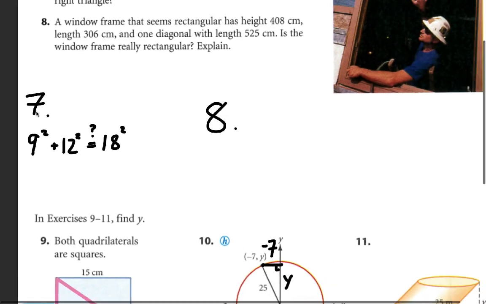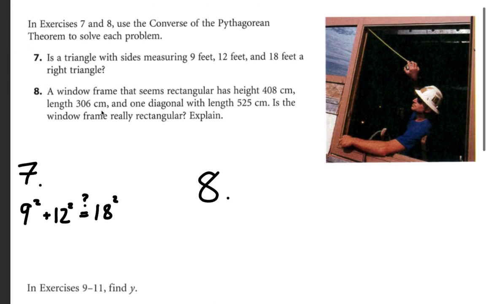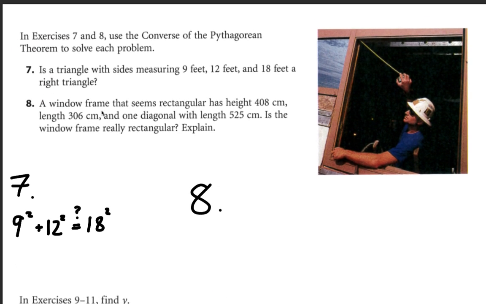Number 8, this is an architectural application. This is one thing that people do to test whether or not they've got a right angle as they form a triangle. You can see this carpenter right here. This guy looking at the window, he knows this length and he knows this length, and then he can also measure this length. If you don't have a right square or a right triangle to measure, then you can calculate what this would be.